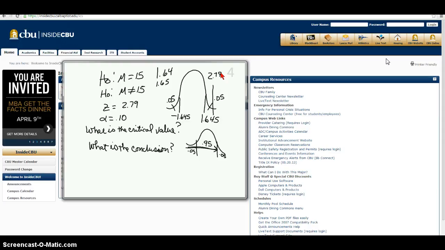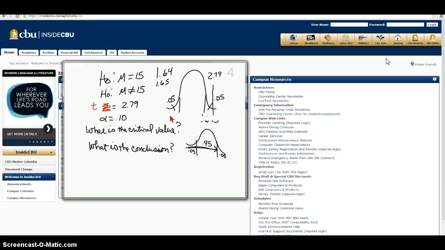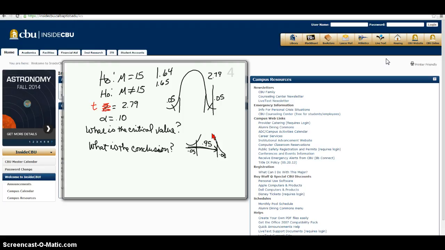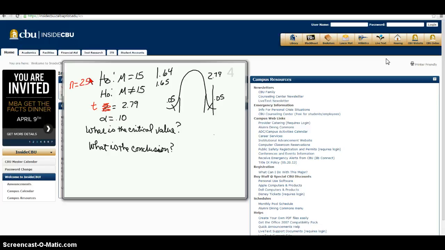Now, what happens if instead of having a Z, I had a T? Now, what's the critical value? I don't have a Z, I have a T. What's the critical value? So what do you need to know before you can answer that question? N. So let's say N is 25. Good question.